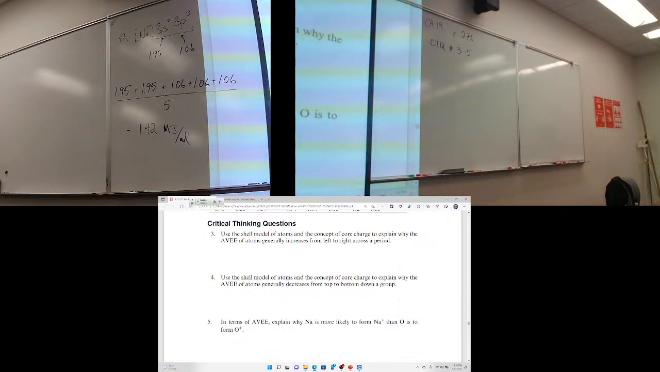So for 3 and 4, it might be better to say use the shell model of atoms or the concept of core charge. Same for 4. One of them is better than the other for each example.